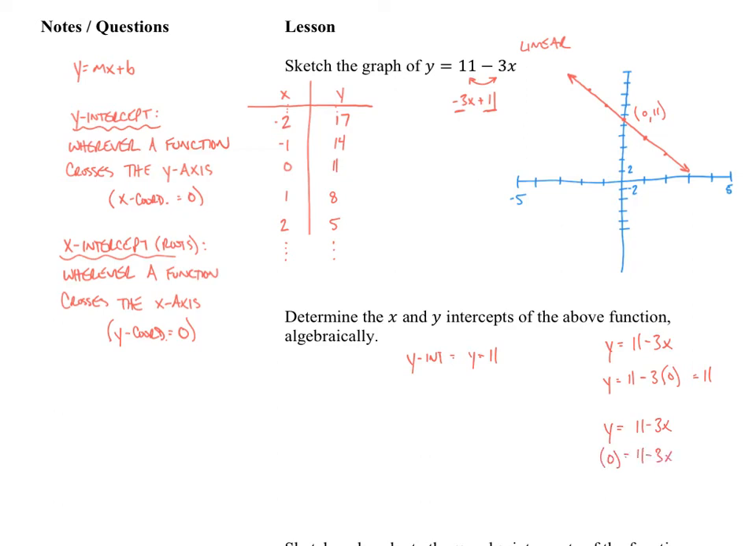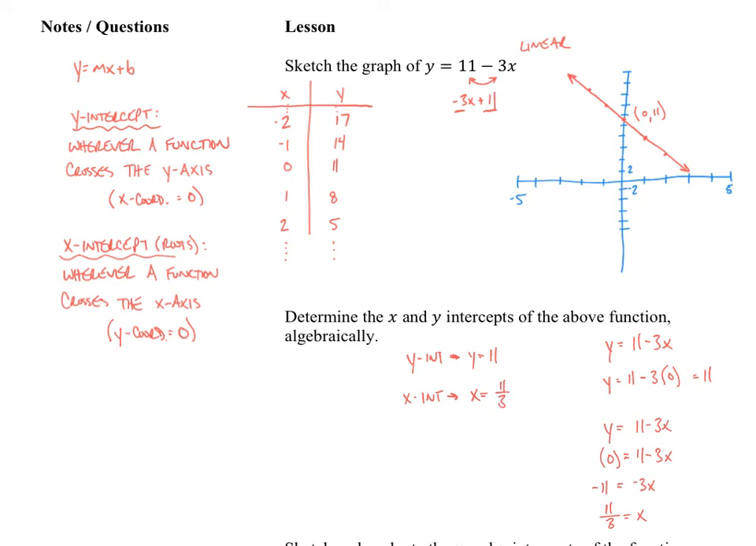And now I have to solve for x. So I'm going to move my 11 to the other side. Negative 11 equals negative 3x. And to get x alone, I'm going to divide by negative 3. So I'm going to have 11 thirds. All right, so my x-intercept, and I should make these arrows, is x equals 11 thirds.